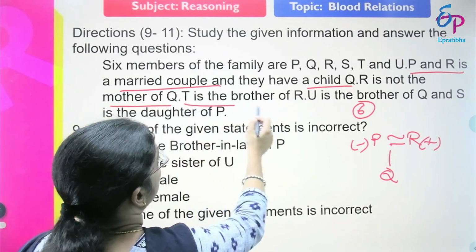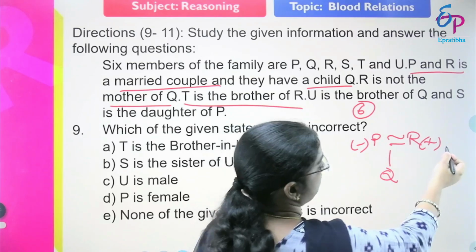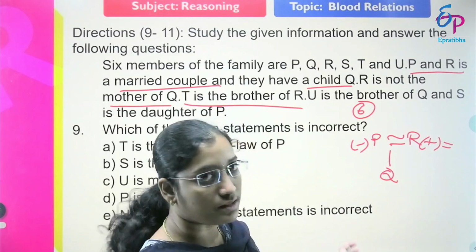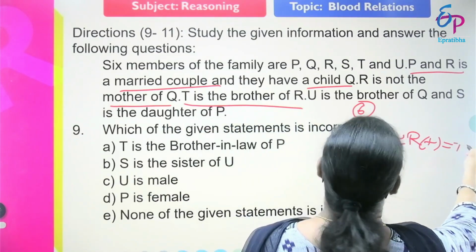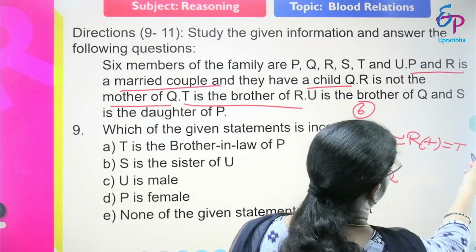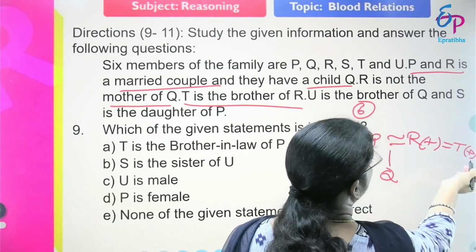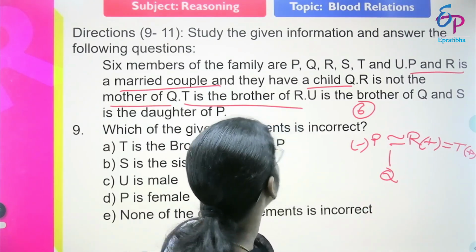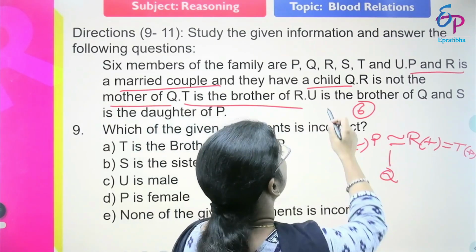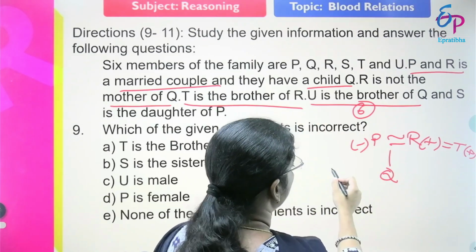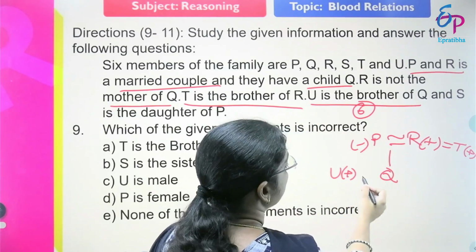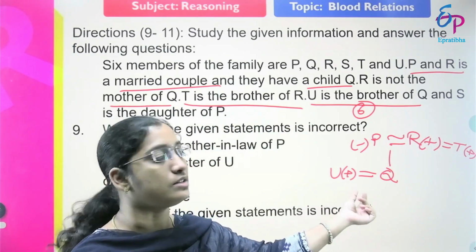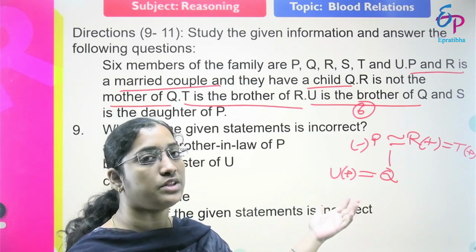Then T is the brother of R, friends. Brother means sibling, and for siblings we use the equal symbol. So I take T, and the information is T is the brother, so T's gender is plus. Then next, U is the brother of Q. So we take U here, and U is a brother, a sibling. U is the brother of Q, so definitely we need to take a sibling relation. Siblings are indicated with the equal symbol, right?